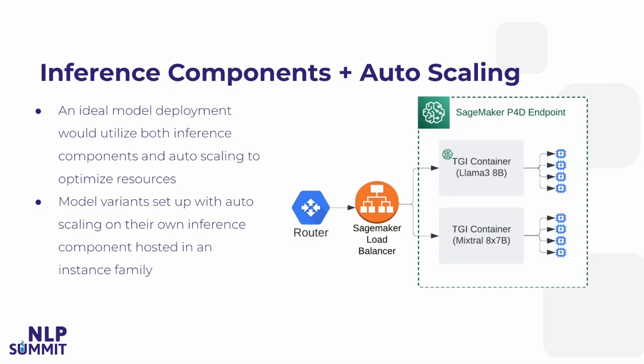Model variants can be set up with autoscaling on their own inference component hosted together in an instance family. We can visualize this pattern in the right figure, where we have two inference components, one hosting Llama 3 8B and one hosting Mixtral 8x7B in a single P4D endpoint. In order to combine inference components and autoscaling, we need to take advantage of AWS Managed Instance Scaling.